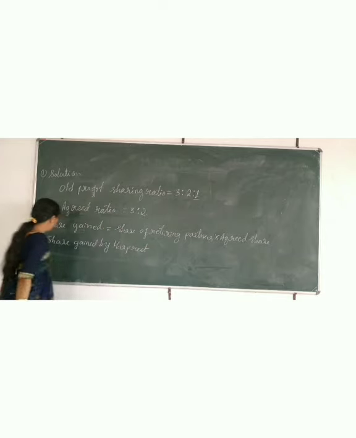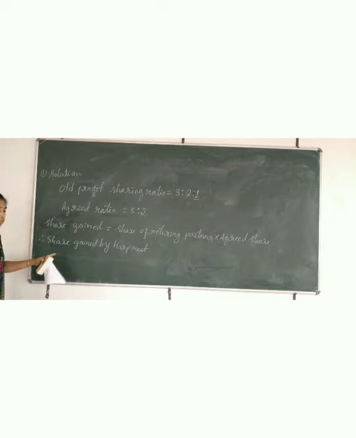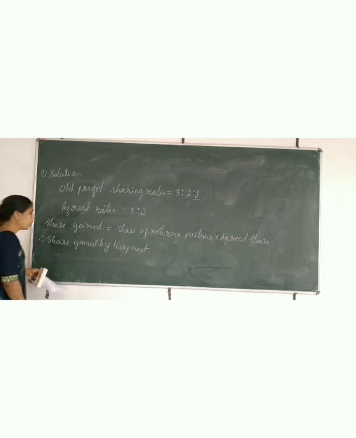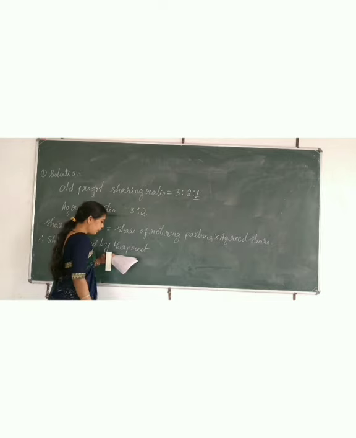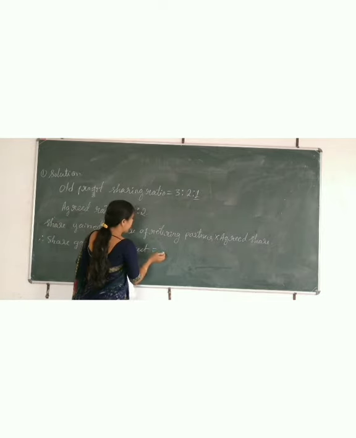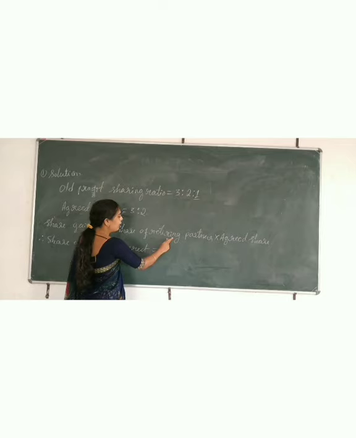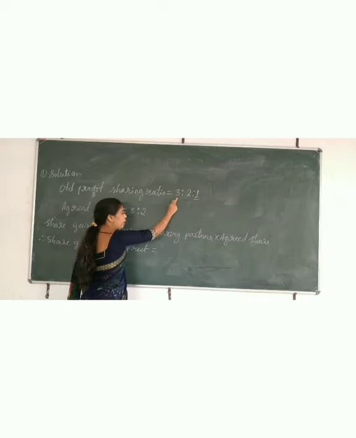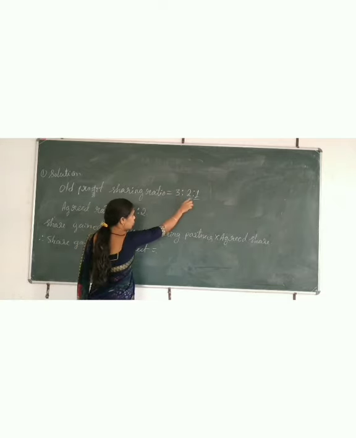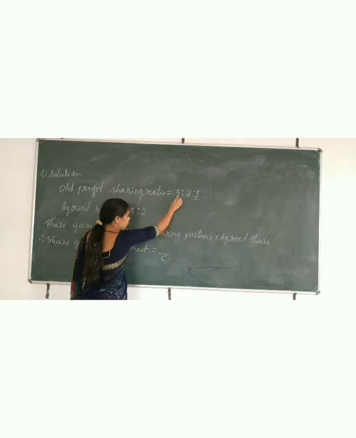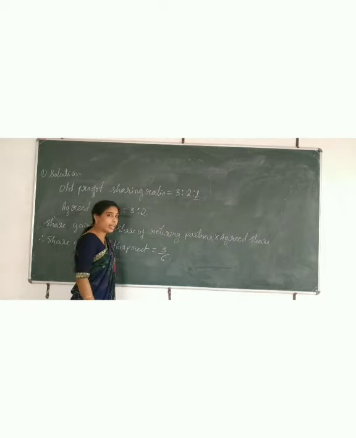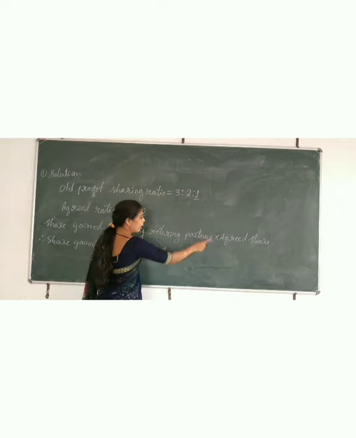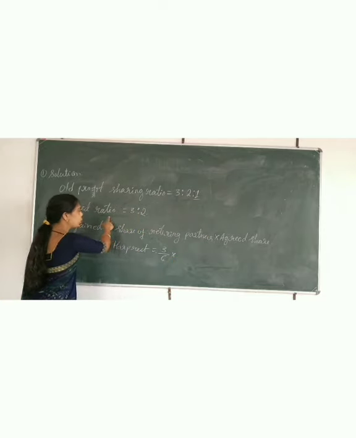You can also write like this: share gain by Harpreet. Otherwise, you can write Harpreet share gain from retiring partner. Share gain by Harpreet is equal to share of retiring partner. Retiring partner means here Alka retired, and Alka's share is how much? 3 plus 2 plus 1, that is 6, so 3/6 is the retiring partner's share, into the agreed ratio. Here we have the agreed ratio.